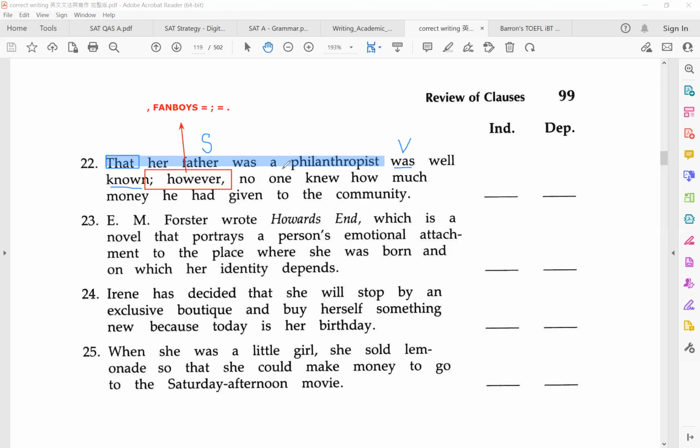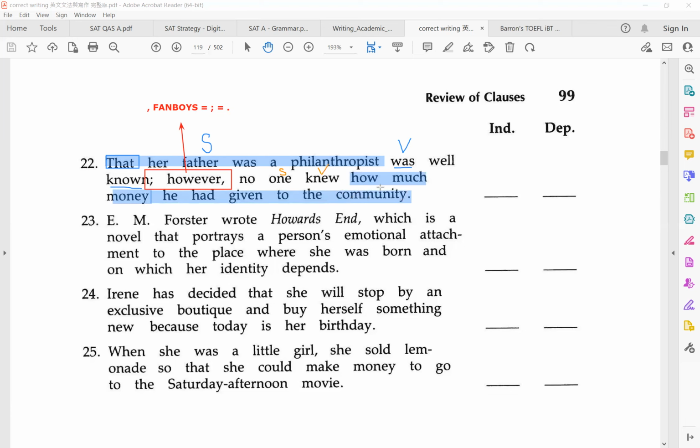And sure enough, no one knew. Knew what? Knew how much money, right, he had given to the community. How much he had given. Oops, I shouldn't use it in a different color. I should use it in blue. How much money he had given to the community.